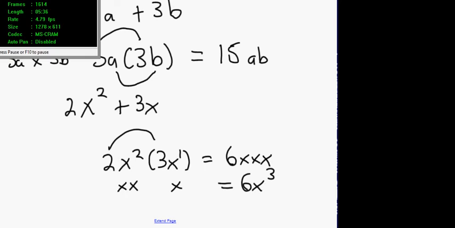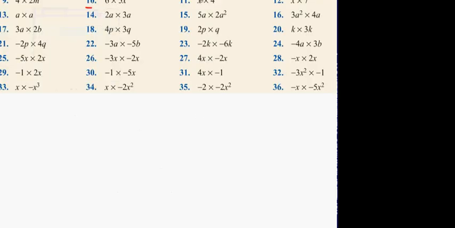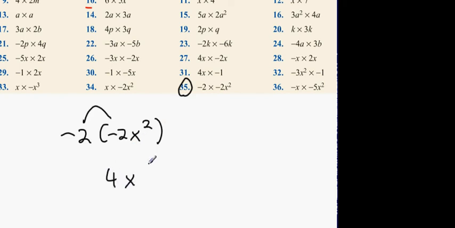Okay, questions. Next one we're going to do here is another hard one, number 35, okay? Now 35 is minus 2 bracket minus 2x squared. And this one's actually not too bad at all, really. What's minus 2 by minus 2? 4. That's 4x squared. Okay, so lads, I think we're pretty good for that one.